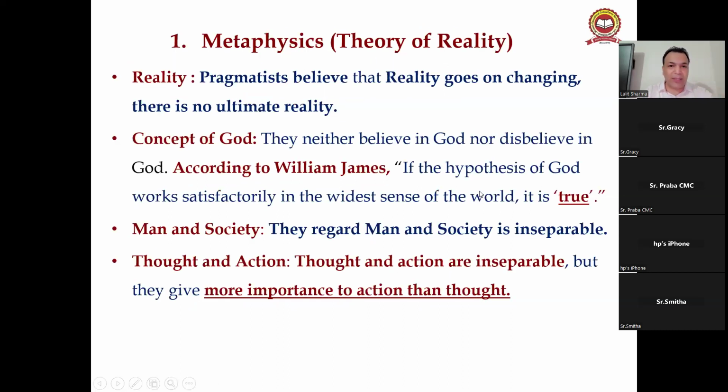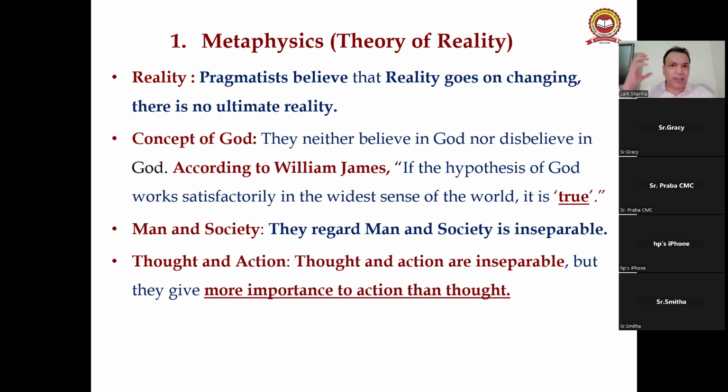So according to pragmatism, what is the metaphysics? Reality. Pragmatism believes that reality goes on changing. There is no ultimate reality. Concept of God: they neither believe in God nor disbelieve in God. According to William James, if the hypothesis of a God works satisfactorily in the widest sense of the word, then it is true.